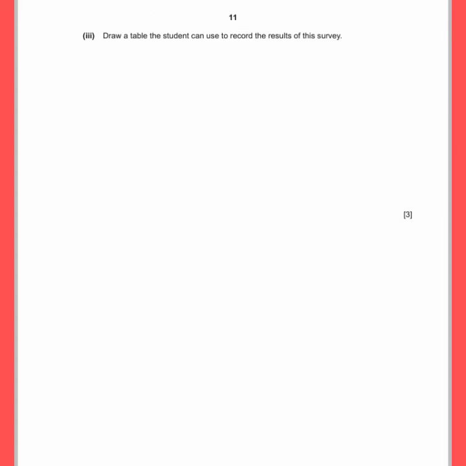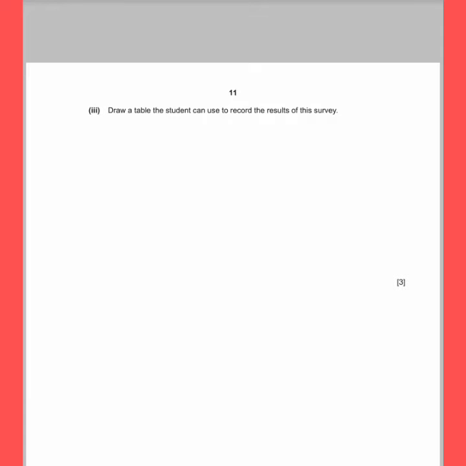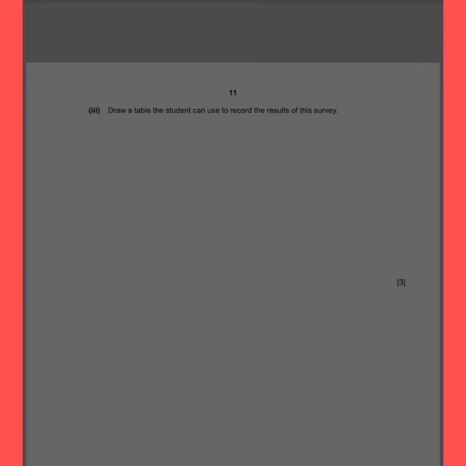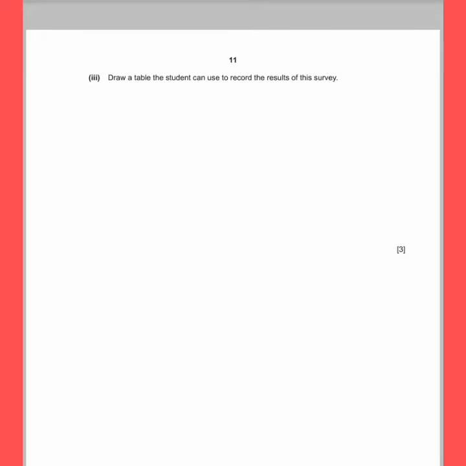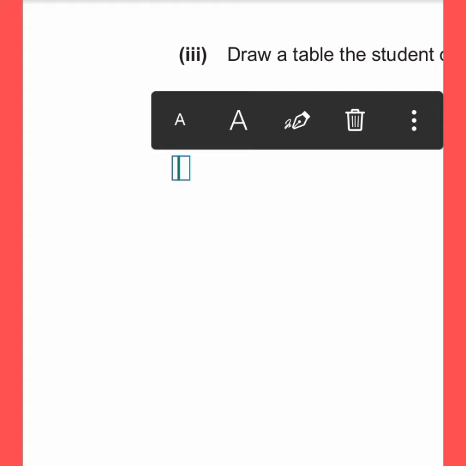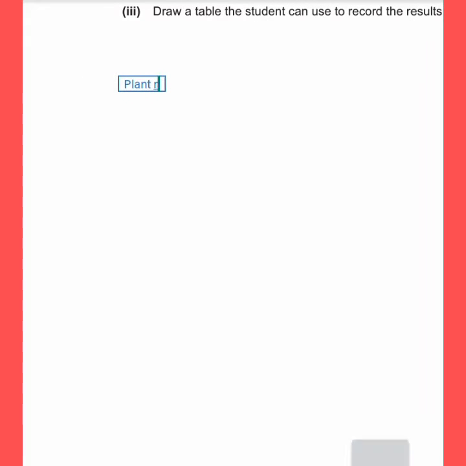Then moving on, draw a table the student can use to record the results of this journey. Okay, so if you talk about a table, I already told you that we have 2 farms. Alright, so for a table, you already know that there are 2 farms, right? And you are taking 8 plants from each farm, and you're recording the number of diseased plant leaves, right? So how are you going to make a table? You need to have the idea that you're going to have definitely plant number for both of them, right?